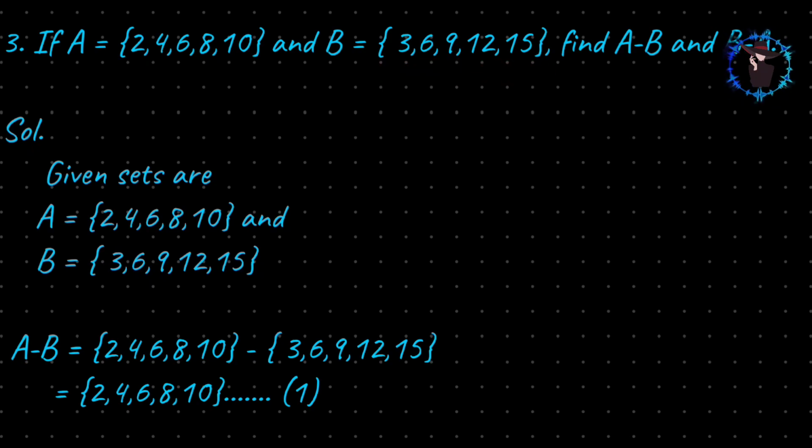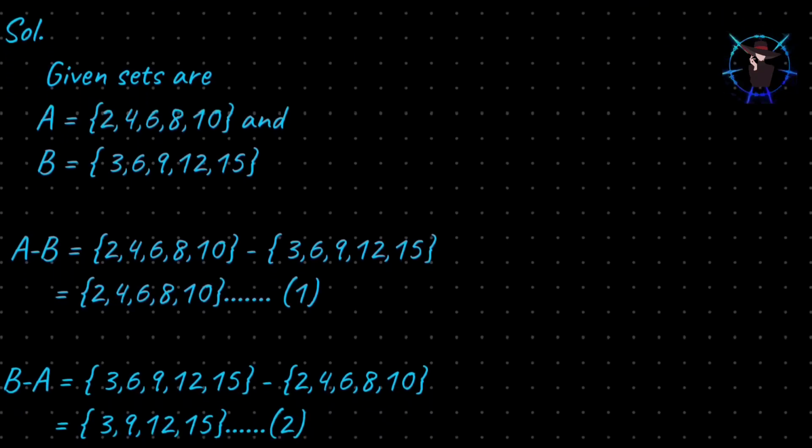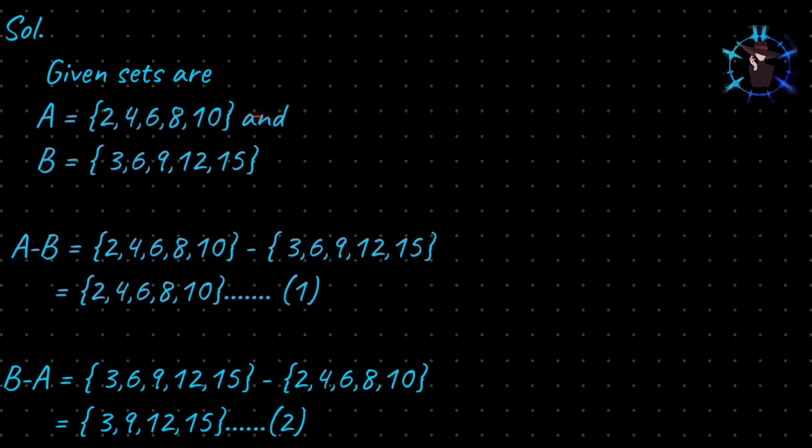Third question. If A is equal to {2, 4, 6, 8, 10} and B is equal to {3, 6, 9, 12, 15}, we need to find the value of A minus B and B minus A. So in the Venn diagram we have seen such type of questions, right? So given values of A and B. What's A here? 2, 4, 6, 8, 10. And what's B here? 3, 6, 9, 12, 15. So the answer is 2, 4, 6, 8, 10. Common elements will also get removed, but there is no common here.